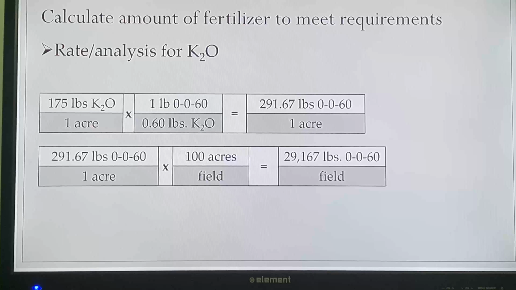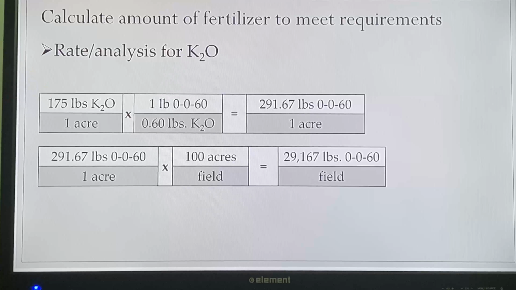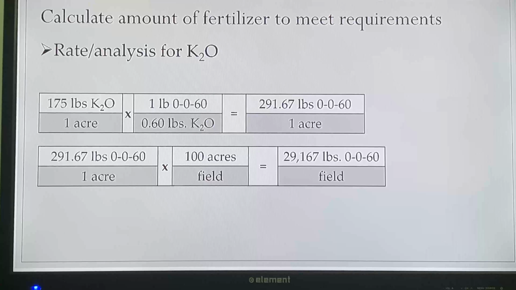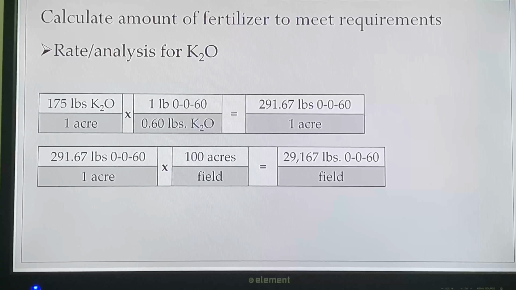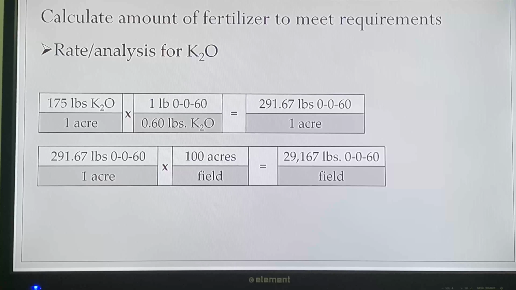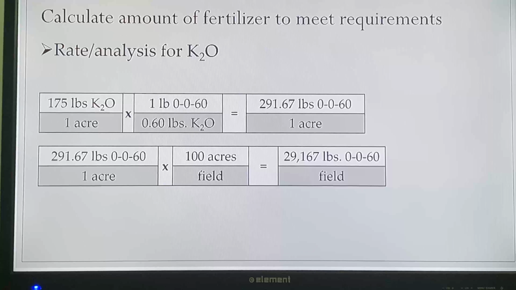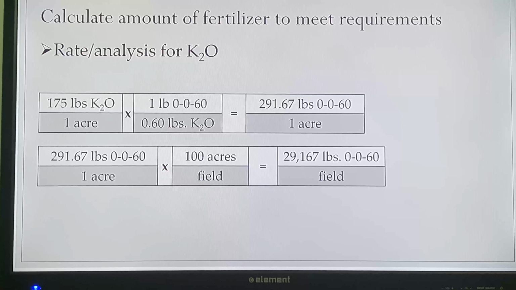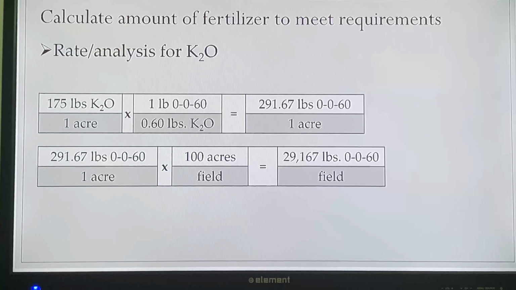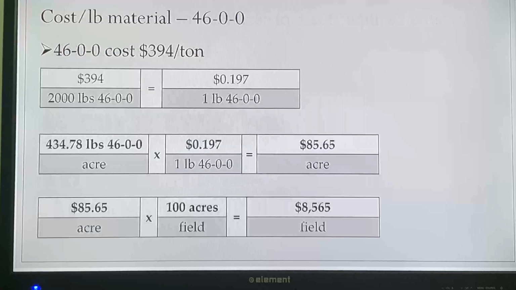Next, we do the same thing for K2O. I've given you the recommendation of 175 pounds of K2O and 1 pound of muriate of potash. There are 0.6 pounds of K2O. We need about 292 pounds per acre times 100 acres gives us 29,167 pounds of muriate of potash for the whole field. That's pretty straightforward. I've been setting y'all up to be able to know how to do this rate over analysis.